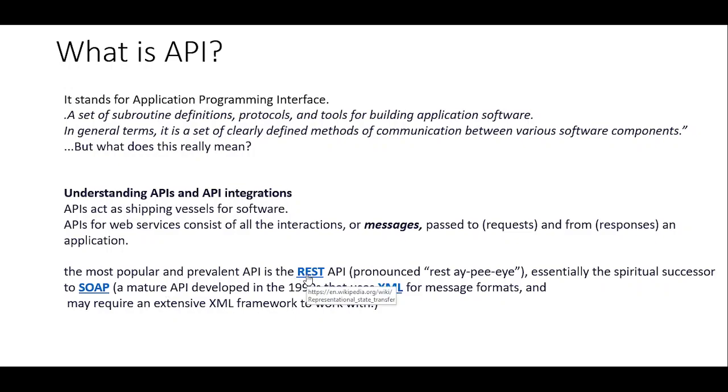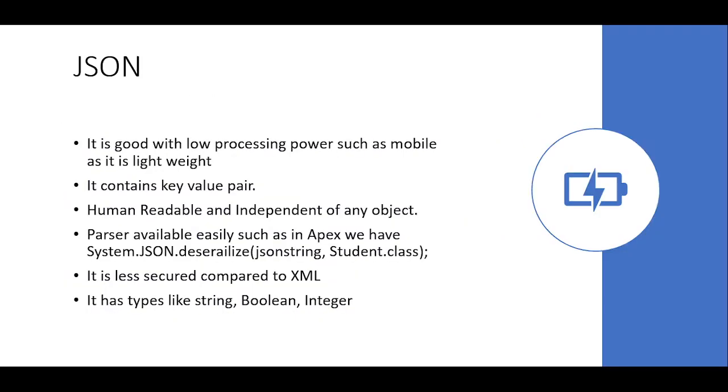There are two types of most commonly used APIs, which are REST API and SOAP API. We will learn about REST API and SOAP API, and we will see in a demo how we can use these APIs to communicate between two systems. But before that, we need to know what is JSON.